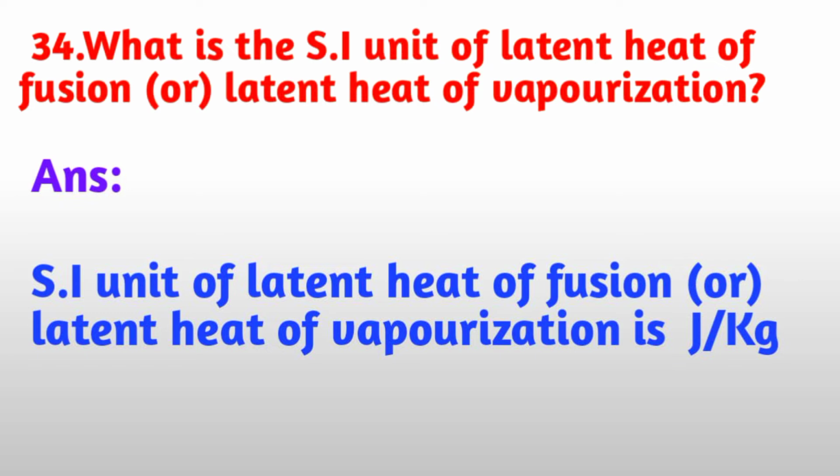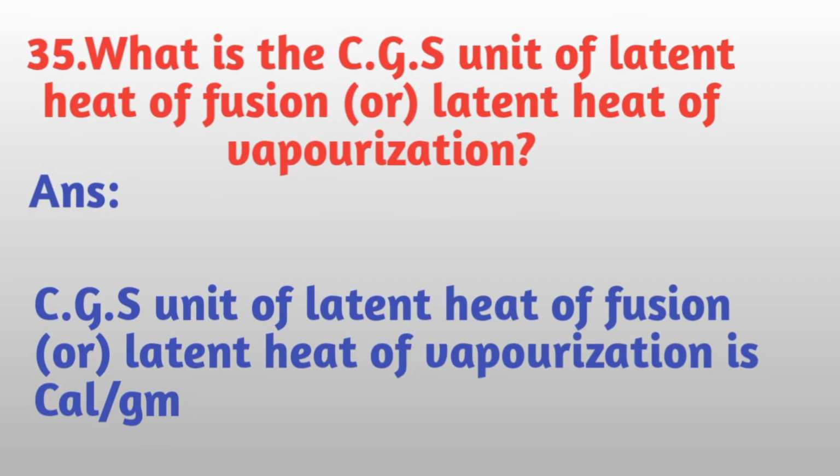What is the SI unit of latent heat of fusion or latent heat of vaporization? SI unit of latent heat of fusion or latent heat of vaporization is joule per kg. What is the C.G.S unit of latent heat of fusion or latent heat of vaporization? C.G.S unit of latent heat of fusion or latent heat of vaporization is calorie per gram.